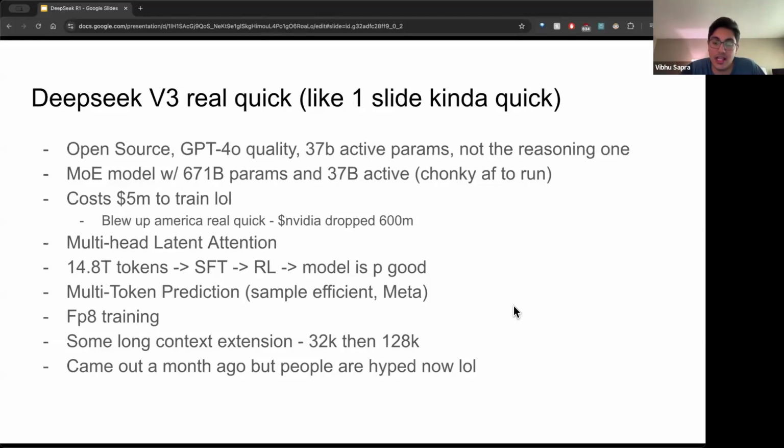Meta put out a paper. They're like, "Oh shit, this works. It's pretty good. People should do it." And then not many people did it, and then they did it, and it helps. Came out a month ago. People are very hyped. The other day, it kind of broke America real quick. Nvidia dropped $600 million because they said they trained this in $5 million.